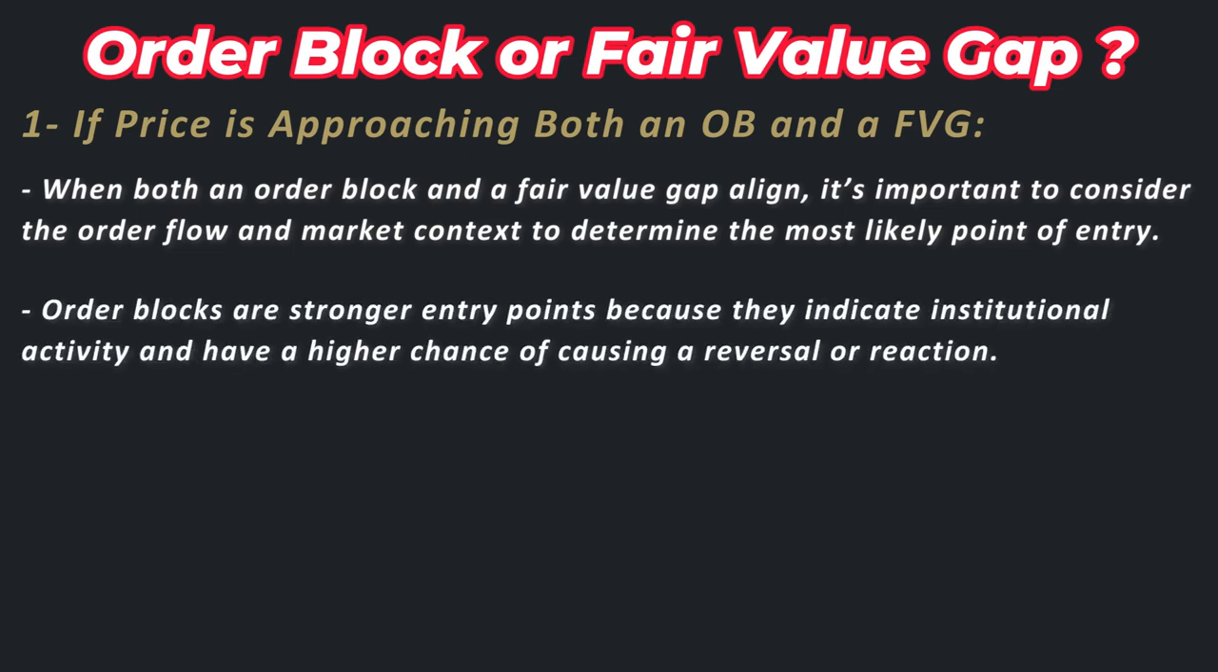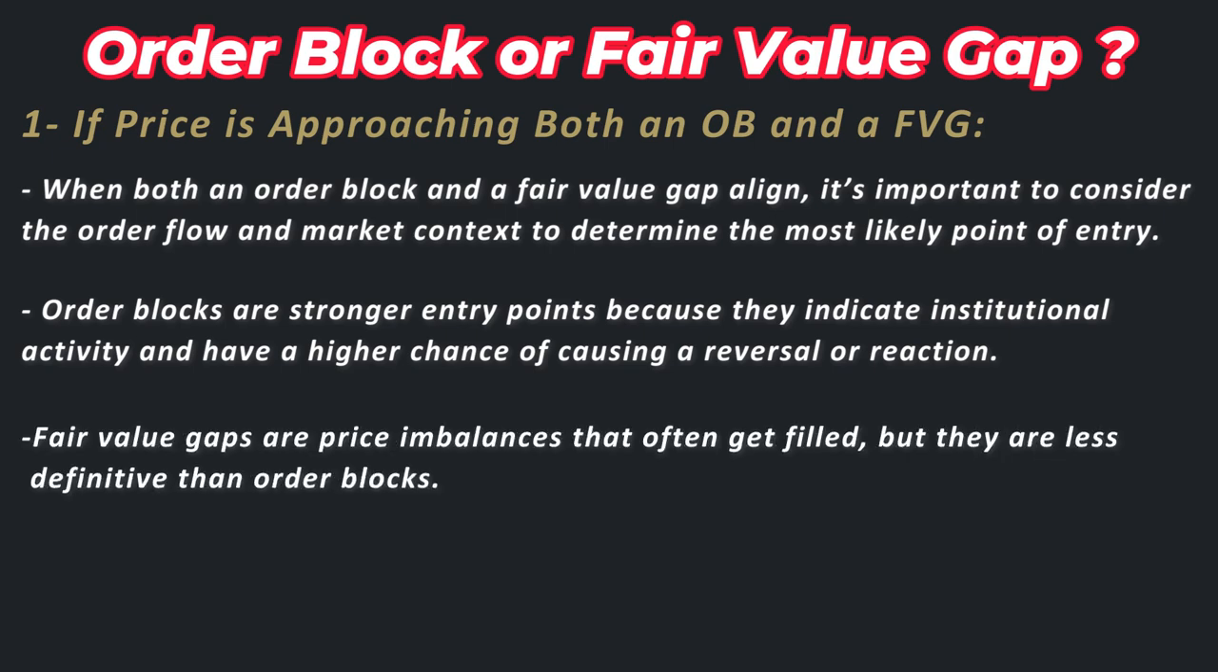The order block typically represents a stronger level for entry because it signifies institutional buying or selling activity. Order blocks often have a higher probability of producing a reversal or a strong reaction. If price approaches both an order block and a fair value gap, the order block may take priority for entry, especially if it is near a key swing low or high, major support or resistance, or has been tested multiple times in the past.